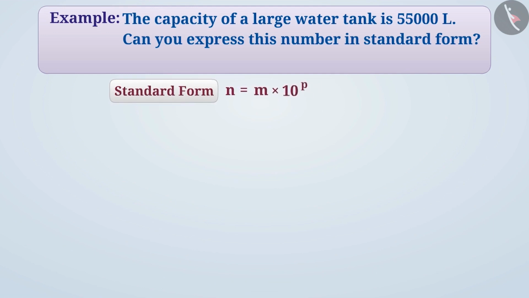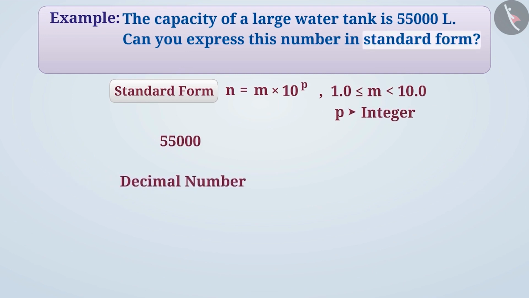Any number can be expressed in standard form as n is equal to m into 10 to the power of p, where the value of m can be equal to or greater than 1.0 and lesser than 10.0, and p is an integer. To express this number in its standard form, first, we will convert it into decimal number. Now, we can see that there are a total of 5 digits to the left of the decimal point. By subtracting 1 from 5, we get the value of p as 4.